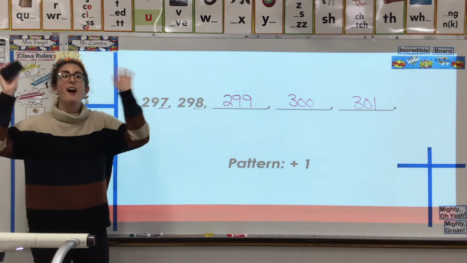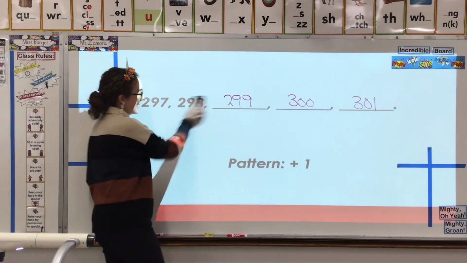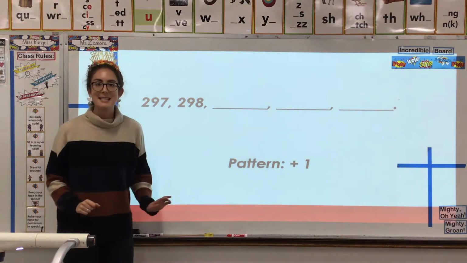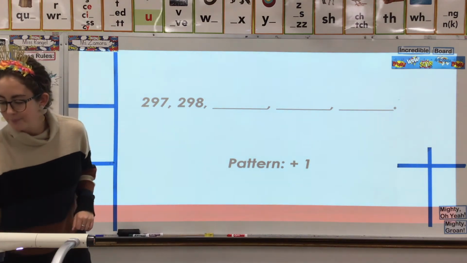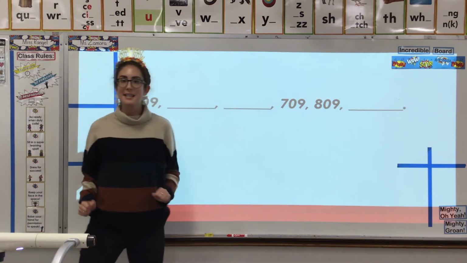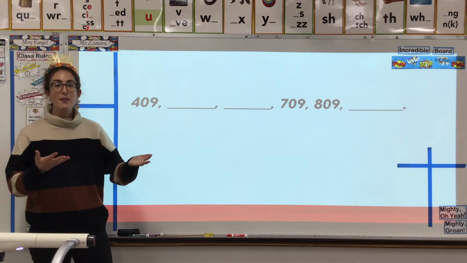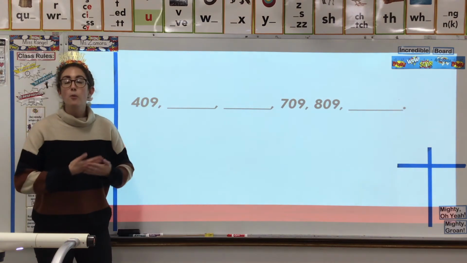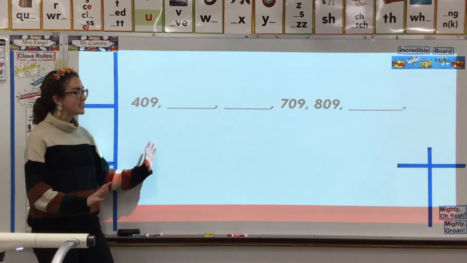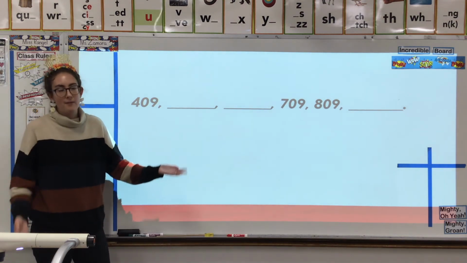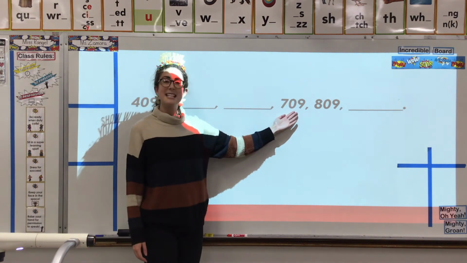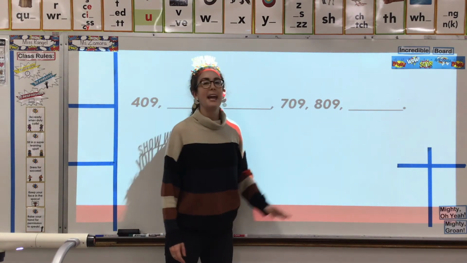Okay, we're ready for our final one. Let's reset our board for the last time so we can look at one last sequence. Okay, so in this sequence, there's different chunks that are taken out. Even though there's different parts, we can still find the pattern and solve the sequence. Let's figure out what do we have, second grade? We've got 409, 709, 809.